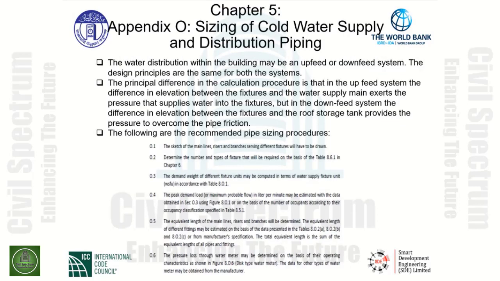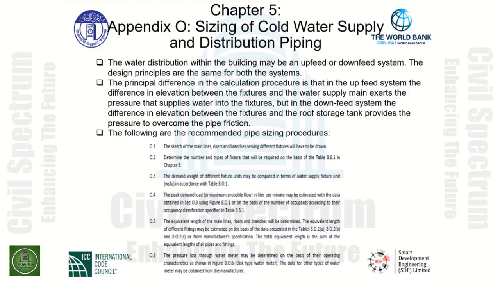As directed in Section 5.8, Appendix O gives us requirements for sizing of cold water supply and distribution piping. The water distribution within the building may be an upfeed or downfeed system. The design principles are the same for both the systems.